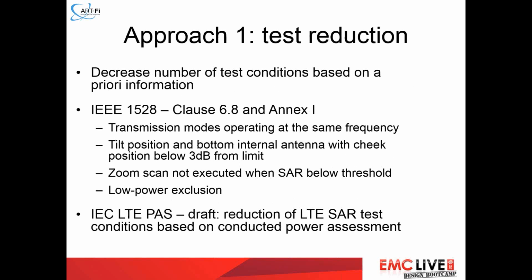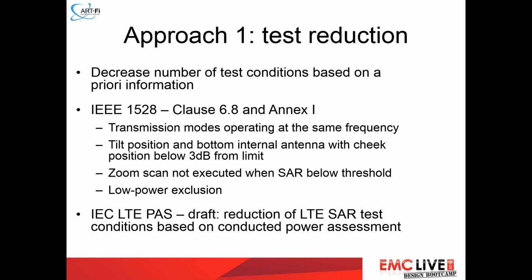There are several approaches to accelerate SAR testing for a mobile phone or a tablet or any kind of wireless device. One approach, which is a very natural one, is test reduction. It can also be very efficient. The idea behind test reduction is that based on some a priori information you may have on the device or on some of the modes that the device uses, you can decrease the number of test conditions. Like you think one condition will never be the highest SAR condition, and you can eliminate that. Of course, this needs very solid data to back up those kinds of condition eliminations.